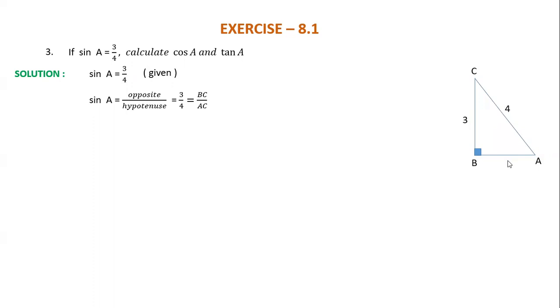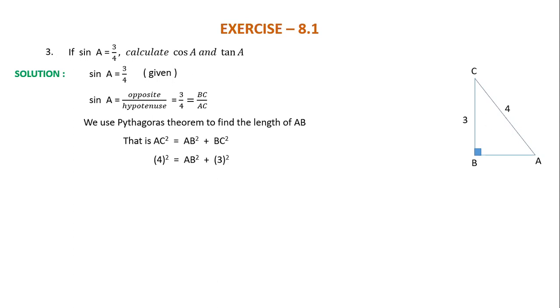Now you need to find this length. We use Pythagoras theorem to find the length of AB. So AC square is equal to AB square plus BC square. 4 square is equal to AB square plus BC square. That is 16 is equal to AB square plus 9. AB square is equal to 16 minus 9, which is equal to 7. Therefore, AB will be square root of 7. So this length is square root of 7. Now you know all the three sides.